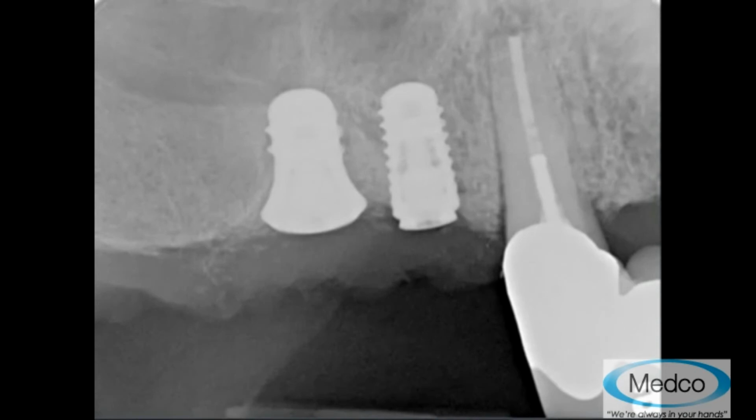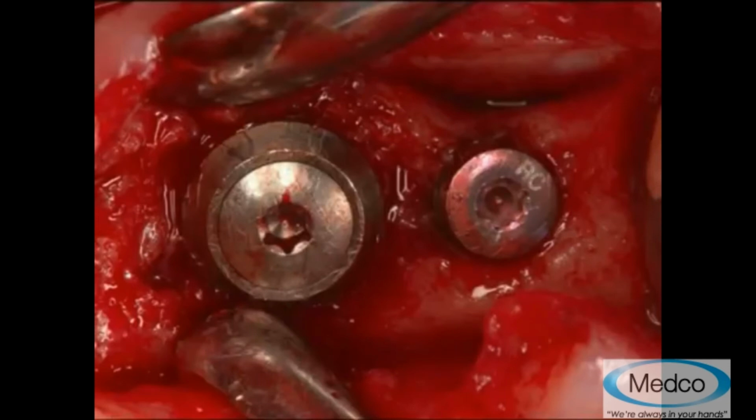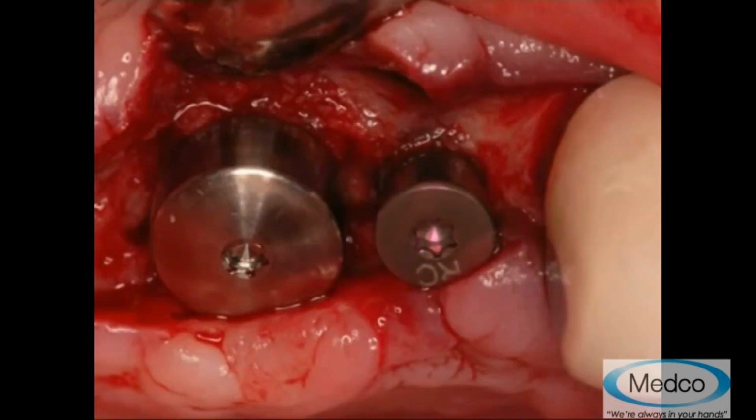Even though this was an SLActive surface, how do I know how long it's going to take? It was a pretty low stability quotient. There's been no data to really tell me when to proceed. Long and short, I uncovered this, but rather than reverse torque this implant and potentially lose it, I had an ISQ value of 74 and 70 versus 49 and 53. Very comfortable to complete this case at this time.